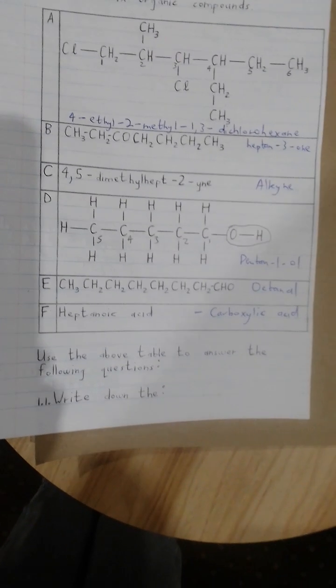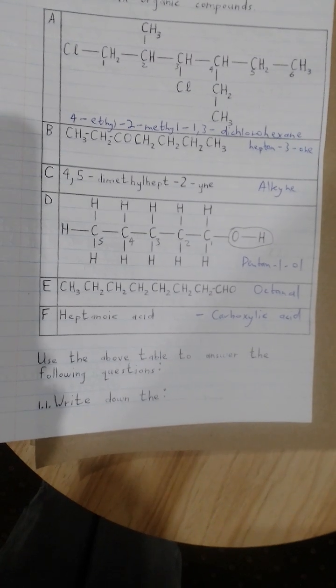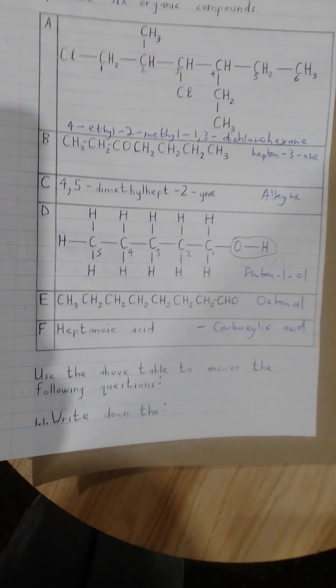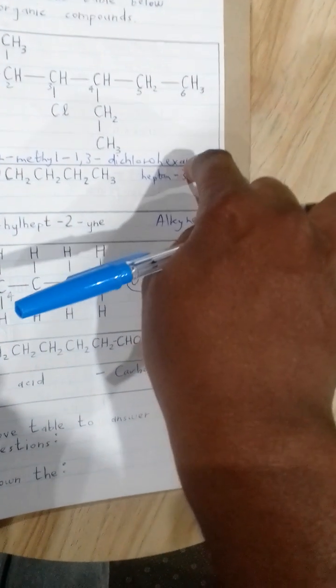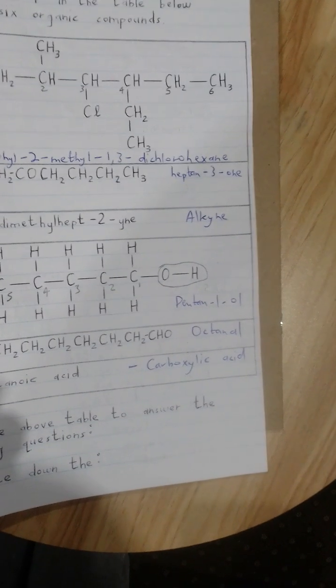So it states use the above table to answer the following questions. 1.1, write down the 1.1.1 IUPAC name for compound A. So here's the IUPAC name as we've just written it down. It's 4-ethyl-2-methyl-1,3-dichlorohexane.